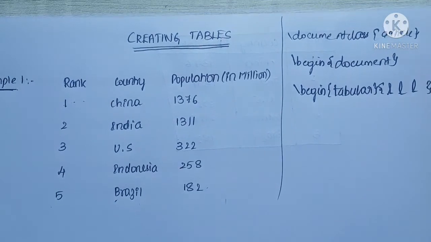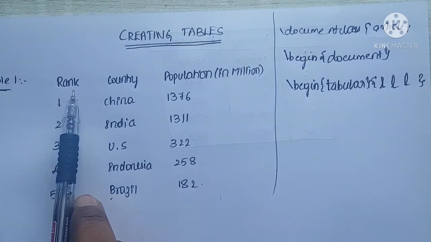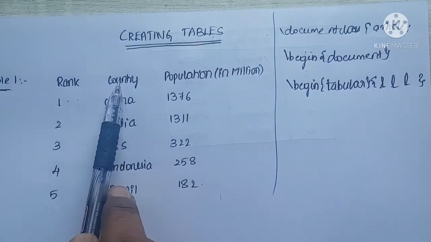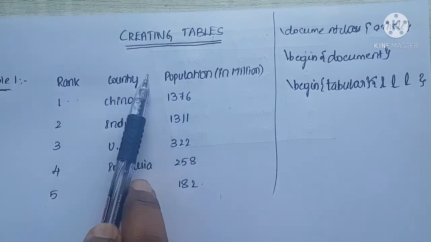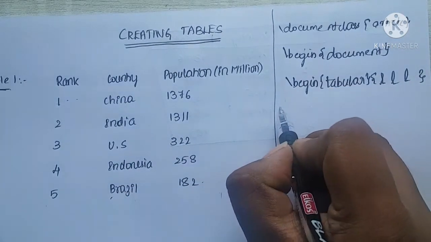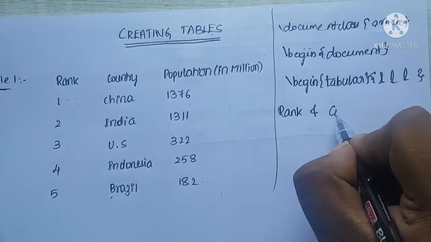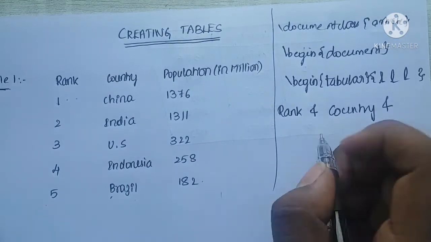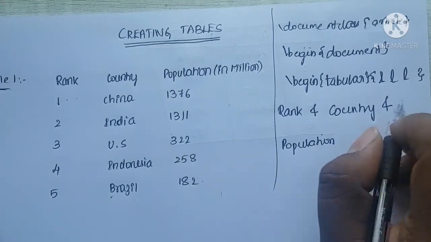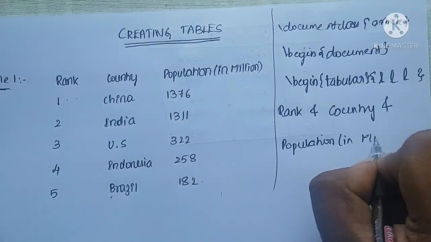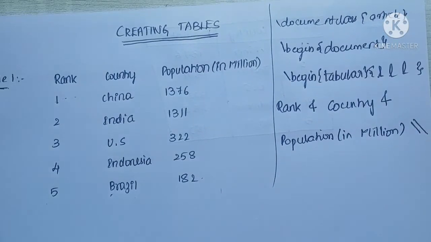After this, you need to mention the elements row wise. Row wise elements we need to keep mentioning. What is in the first row? Rank, country, population in million. After one element, you need to mention ampersand. The first element is rank. After rank, ampersand, rank and country ampersand population. It will come in a single line. Population in million. That row is ending. I am mentioning it by 2 backslashes.